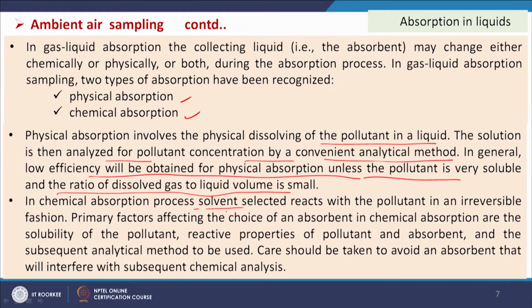In the chemical absorption process, the solvent selected reacts with the pollutant in an irreversible fashion. The primary factors affecting the choice of an absorbent in chemical absorption are the solubility of the pollutant, the reactive properties of the pollutant and the absorbent, and the subsequent analytical methods to be used. Care should be taken to avoid an absorbent that will interfere with the subsequent chemical analysis. We cannot select any absorbent that will hamper the next step of analysis.